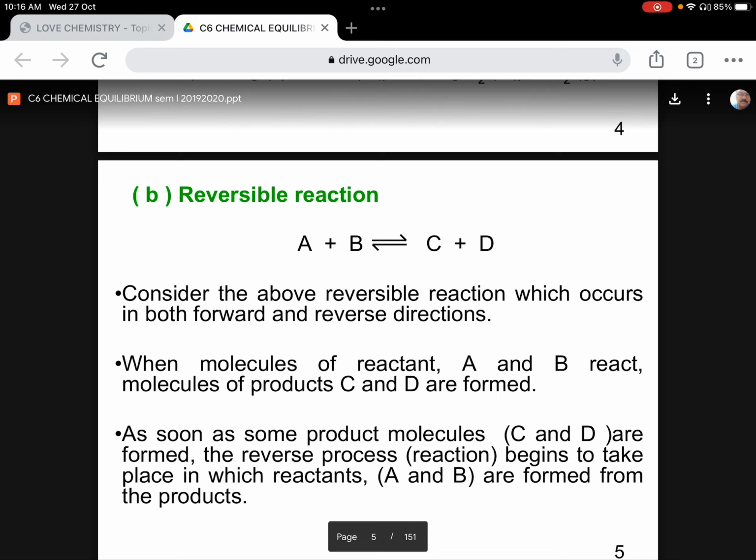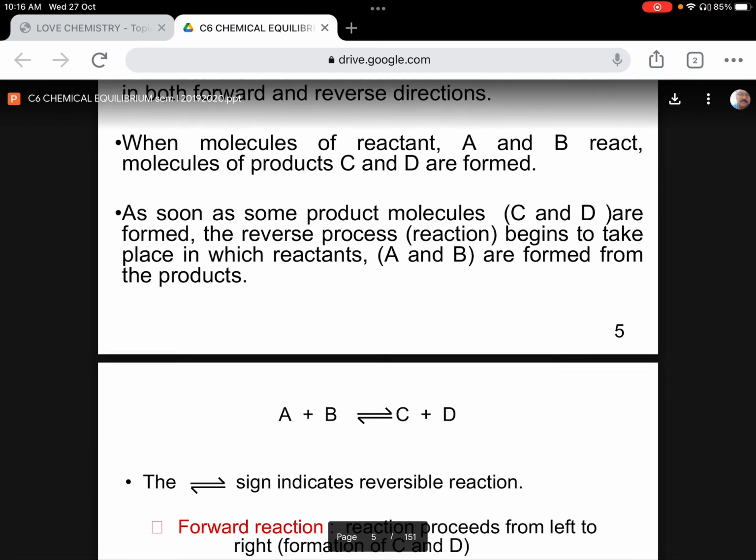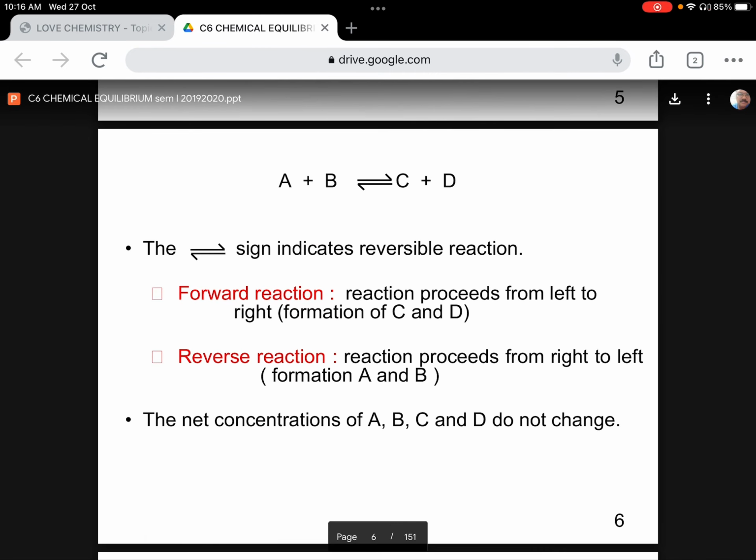When molecules of reactant A and B react, molecules of product C and D are formed. As soon as some product molecules, that is C and D, are formed, the reverse process begins to take place, in which reactants A and B are formed from the products. So this is a reversible reaction. The reversible arrow indicates the reversible reaction.